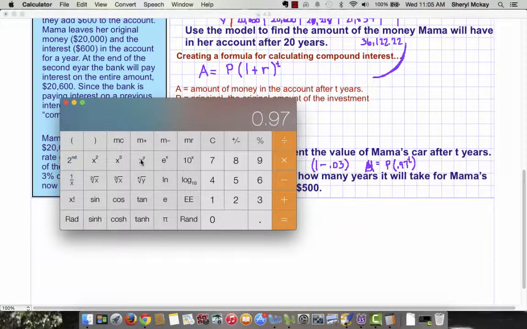What happens at 20 years? To the 20th power. Okay, and I'm going to multiply that times 20,000. And I get it's now worth 10,000. So it's going to take a long time, isn't it? It's going to take a long time for it to be down to $500. So see if you can figure out how many years it's going to take for it to get down to $500.